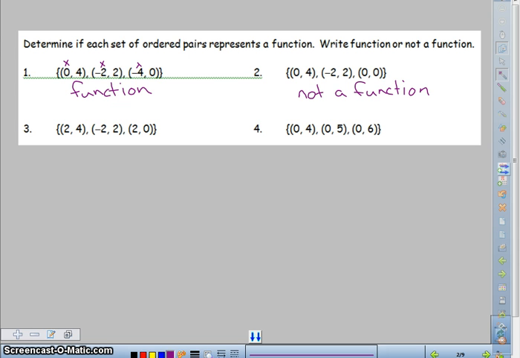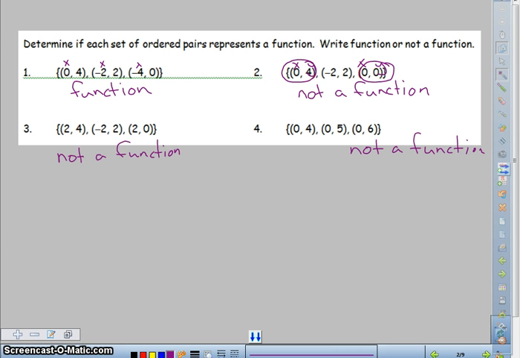Number 2 is not a function, and the reason is this coordinate and this coordinate right there. See how they both have an x value of 0? That means that they need to give me the same y value for it to be a function. And this one does not. This is (0, 4) and (0, 0). So if we were to put those on an xy axis, it wouldn't work. One would be directly under the other. So that is not a function. Look over 3 and 4 and try to figure those out.